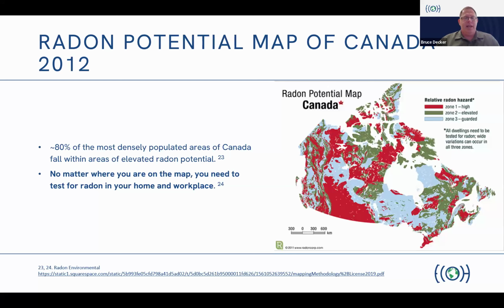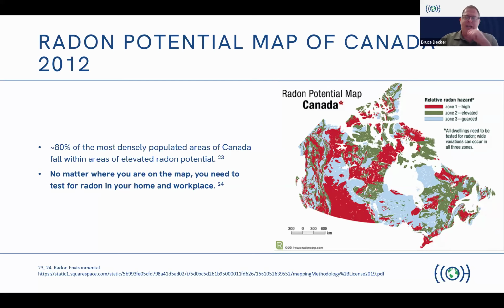So if you notice, though, roughly about 80% of the most densely populated areas in Canada sit on high radon potential or elevated radon potential. So there is quite a significant situation. And I believe that Saskatchewan, if it was its own country, would rank 6th highest in the world for radon.